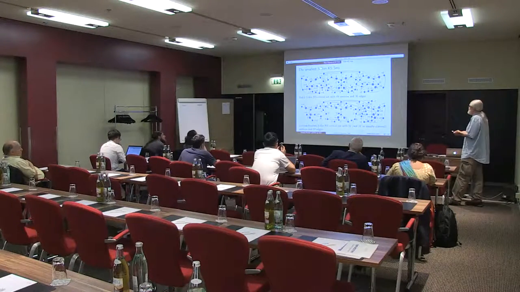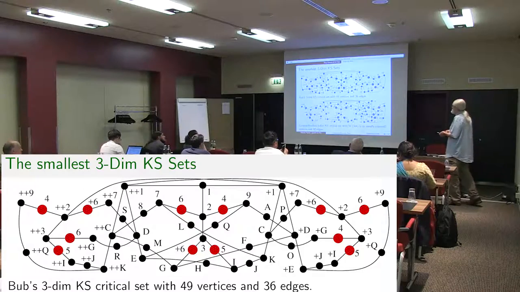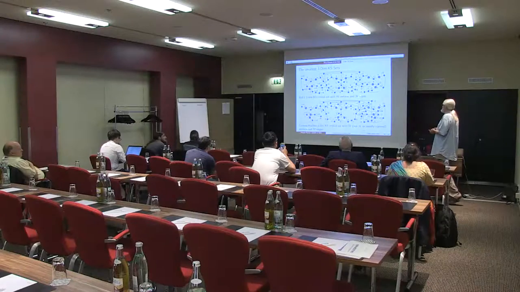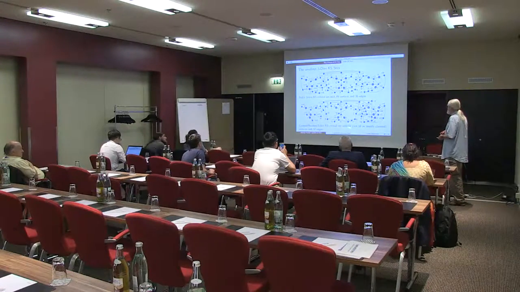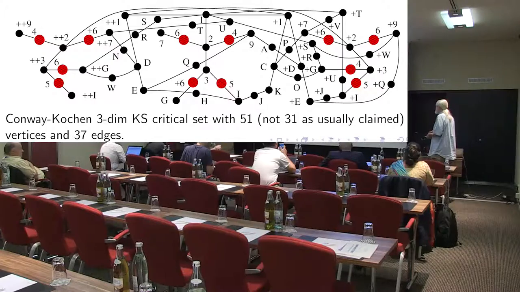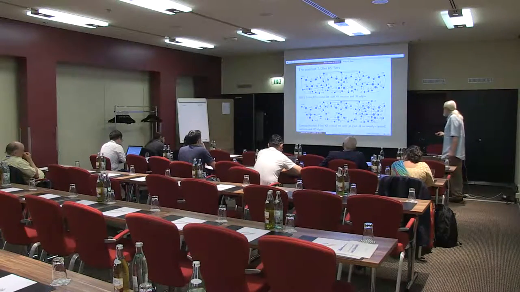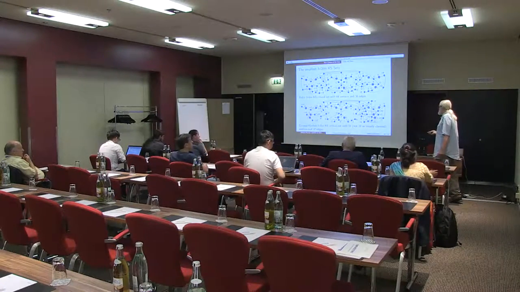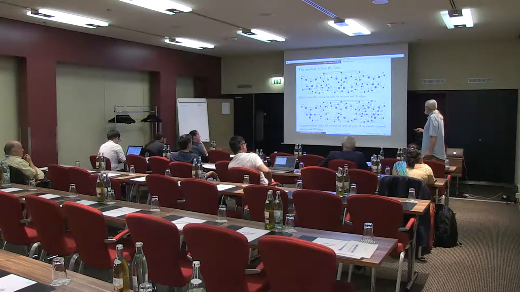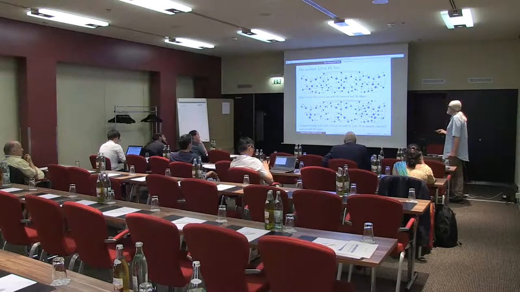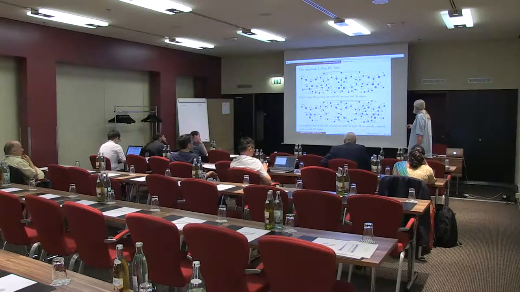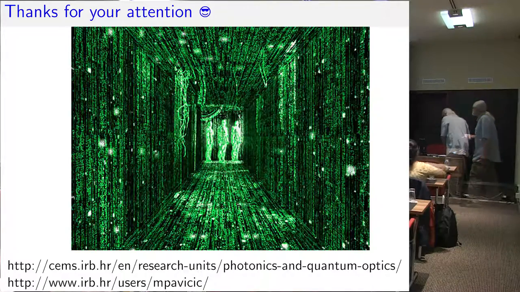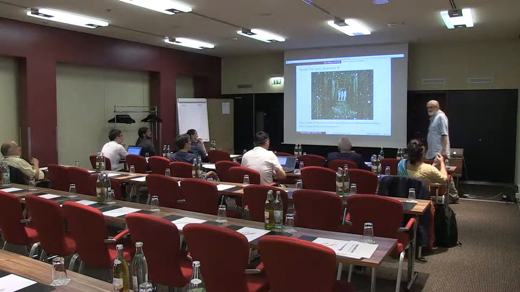And the smallest 3-dimensional Kochen set is still Bubs, or Boobs, I think he calls himself, with 49 vertices and 36 edges. And then comes the one which is usually considered the smallest, because again, vertices are dropped inconsistently. And these sets are very difficult to work with, practically impossible to experimentally implement. So we are now searching for smaller sets, but running extremely demanding jobs on computers. Thank you.